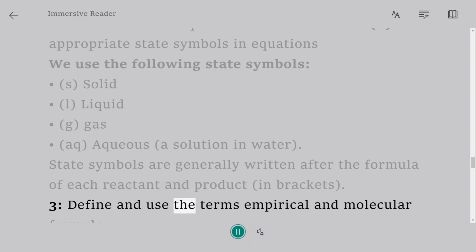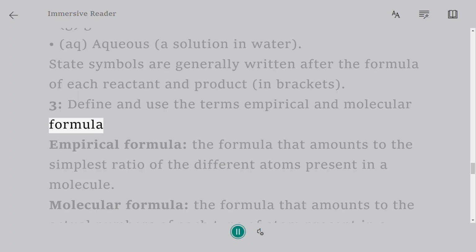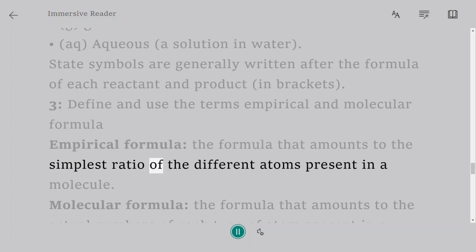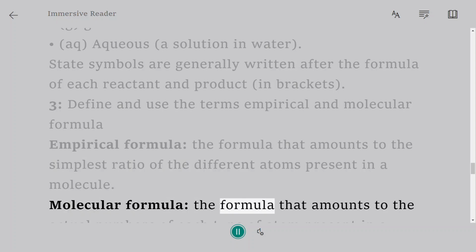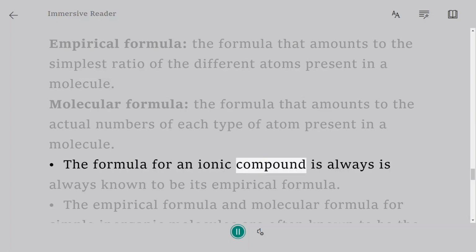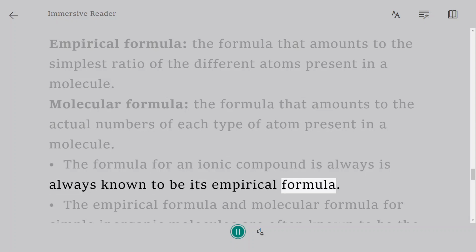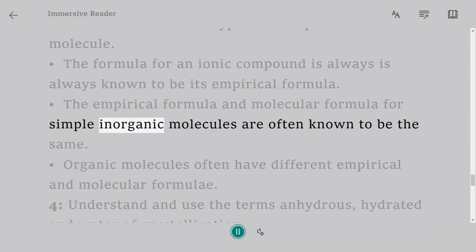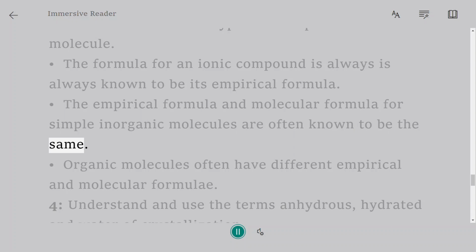3. Define and use the terms empirical and molecular formula. Empirical formula, the formula that gives the simplest ratio of the different atoms present in a molecule. Molecular formula, the formula that gives the actual numbers of each type of atom present in a molecule. The formula for an ionic compound is always its empirical formula. The empirical formula and molecular formula for simple inorganic molecules are often the same. Organic molecules often have different empirical and molecular formulae.